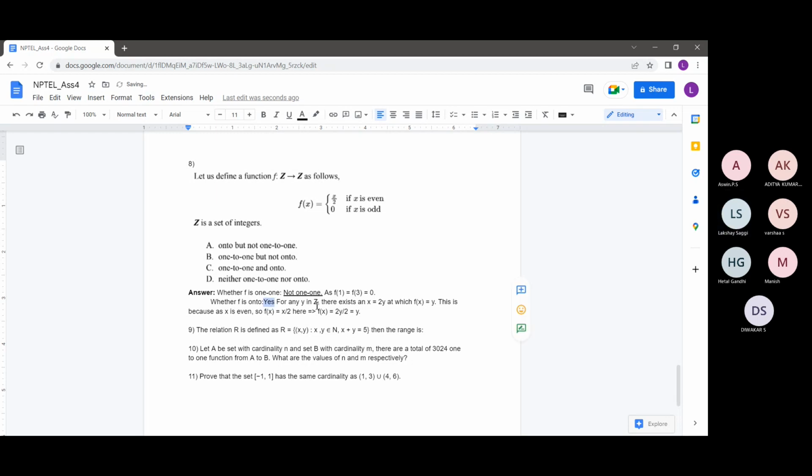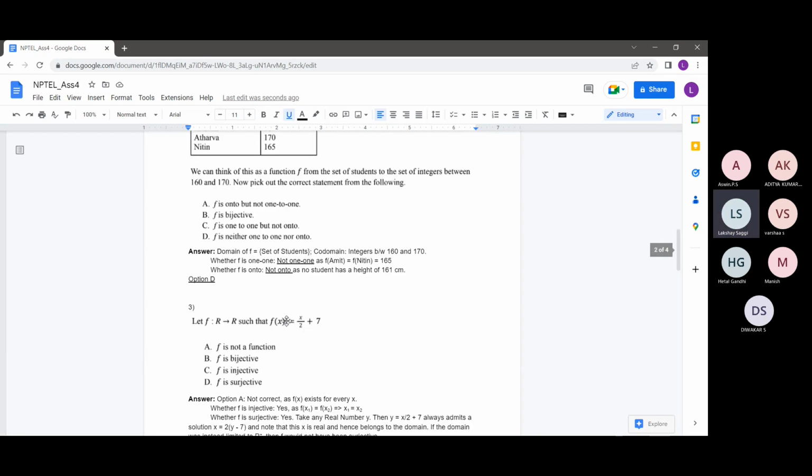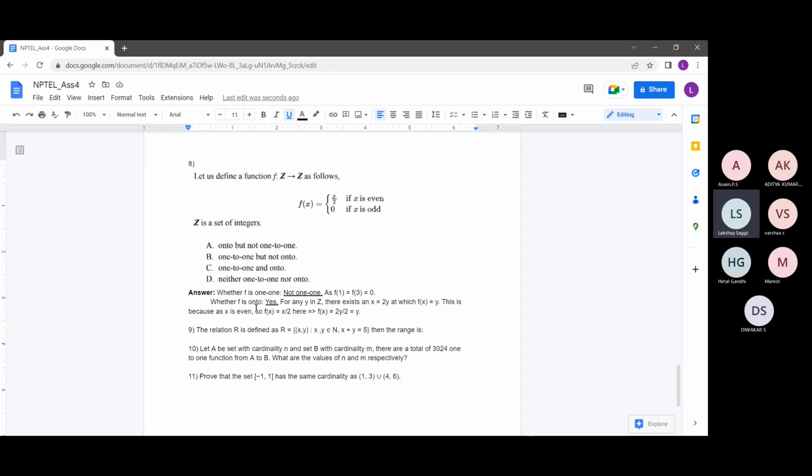Yes. So you see guys, this one, ontoness, these properties are much easier to check in straightforward functions like linear functions and stuff like that. But as soon as the function becomes a bit complicated, like it takes different types of values at even and odd values, then some mistakes start to creep in. Like here, I just thought that it won't be onto, but yeah, it was onto.